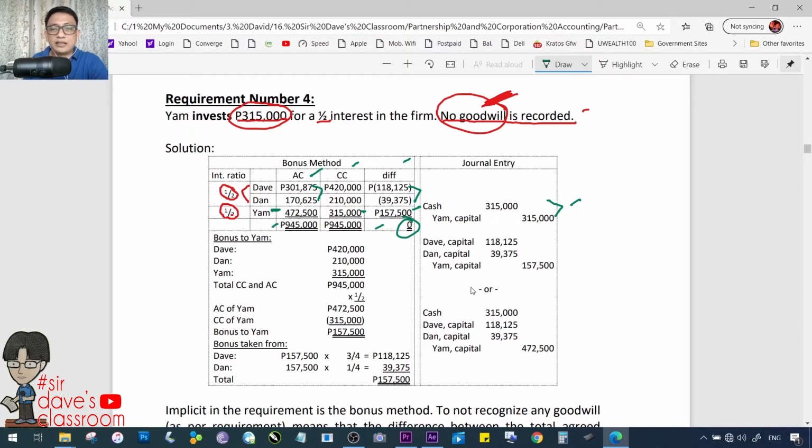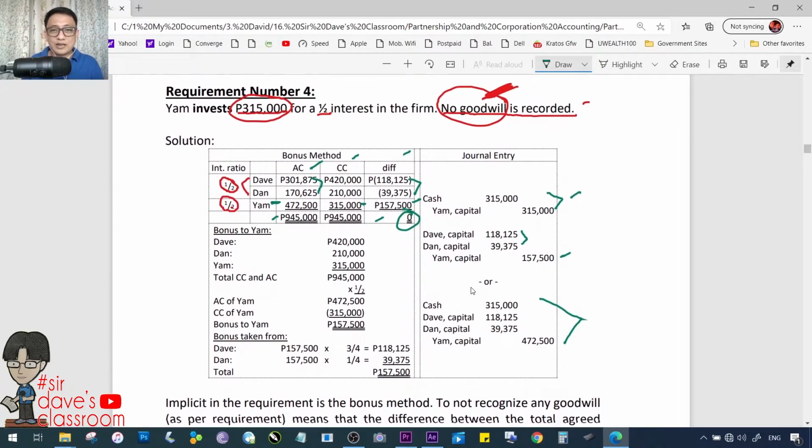Debit Dave capital, Dan capital, and Yam capital, 118,125 and 39,375 respectively. And credit Yam capital for 157. Okay? So sa makatuwid, yung kay Dave at kay Dan ay nabawasan at yung nabawas sa kanila ang idinagdag naman kay Yam. Or pwede mong pagsamahin ito into a compound entry as follows. So effectively class, bonus method ang ginamit kasi walang goodwill, may nasaktan yung dalawang old partners, may nasiyahan yung new partner natin, si partner Yam.